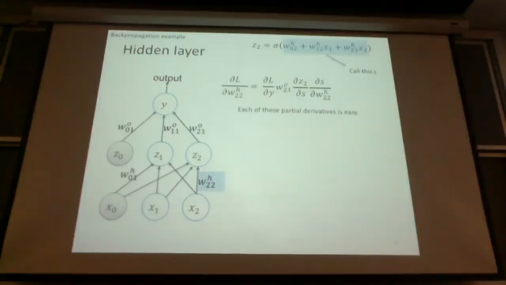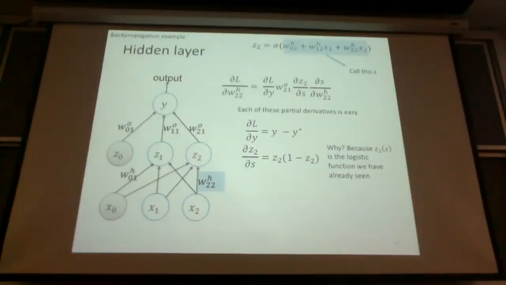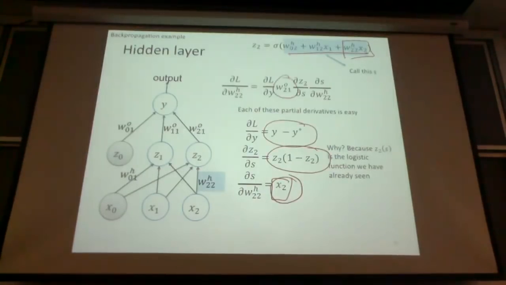The good news is each one of these partial derivatives is trivial. We already know how to calculate the partial derivative of L with respect to y. The derivative of sigmoid, I just told you what that is. And this thing here is just a linear thing, so only x2 survives. So the final answer is the product of this and this, this, and W201. But there's an important point to note.